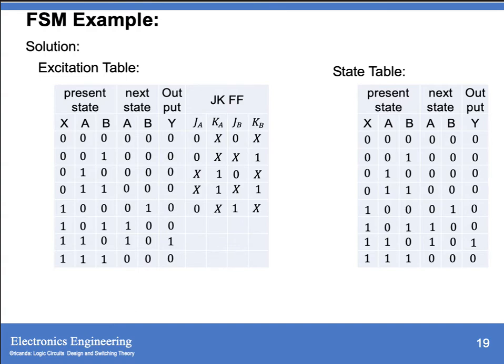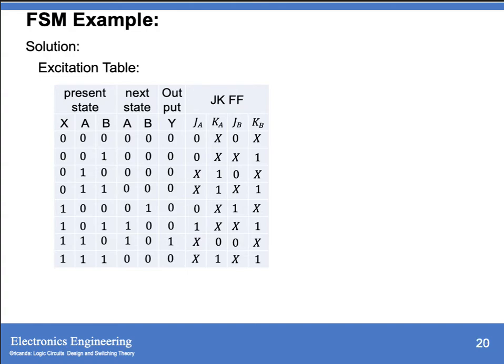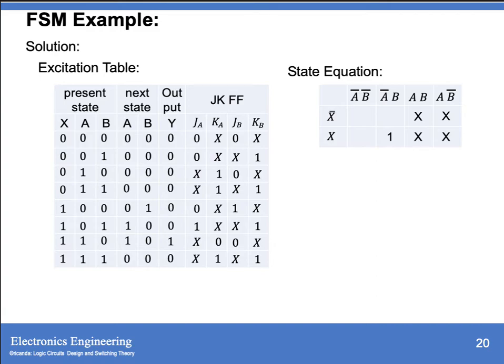0, 1 and 1, 0, we have x1 and 1x and x1. We have 1, 1 and 0, 0, that is x0 and 0x. 1, 0 and 1, 0, that is x1 and x1. And we have to use your map method to get your state equations. For JA, we have x, x, then 1xx.